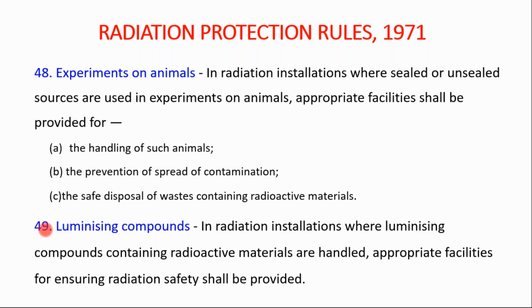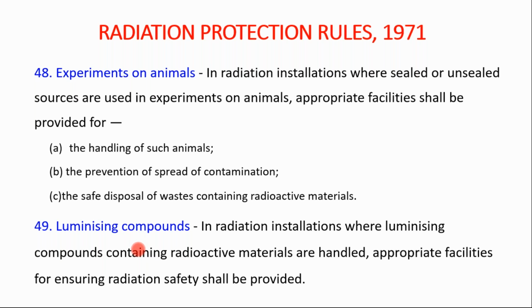Then rule number 49 is related to the luminizing compounds. So in radiation installations where luminizing compounds containing radioactive materials are handled, appropriate facilities for ensuring radiation safety shall be provided. So for handling these types of luminizing compounds, we have to provide some protective devices. We have to provide some safe operating procedures for those persons for ensuring the radiation safety.